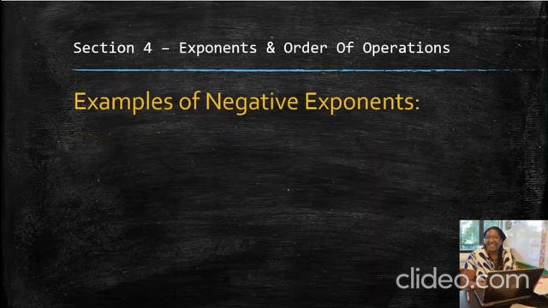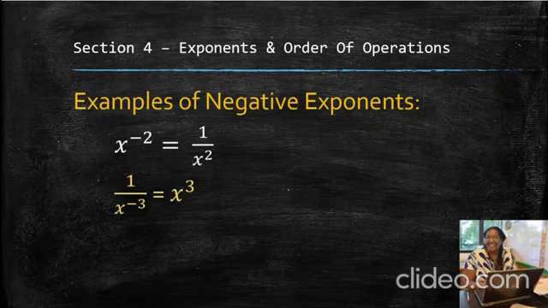Let's look at some examples to clarify what we're talking about. So x to the negative 2 power equals 1 over x squared. You move this x to the negative 2 to the other part of the fraction, which would be the denominator, and the exponent becomes positive. 1 over x to the negative 3. This x to the negative 3 moves to the other part of the fraction, which would be the numerator, and it becomes x cubed. The exponent becomes positive.